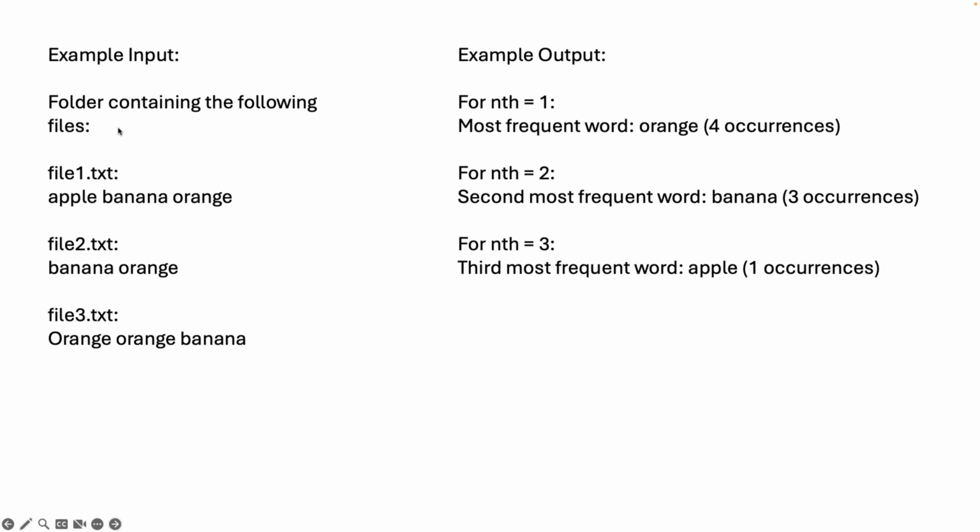Let's consider you have a folder which contains file1.txt, 2.txt and 3.txt with a couple of words. Now if the program you have written is given the input 1, it means you are expecting the word which occurred most frequently in all the files. If you see here, the topmost word occurred 4 times, that is orange. Now I want to find the second most frequent word. So your program should scan each and every file and give the result. You can see here banana occurred 3 times.